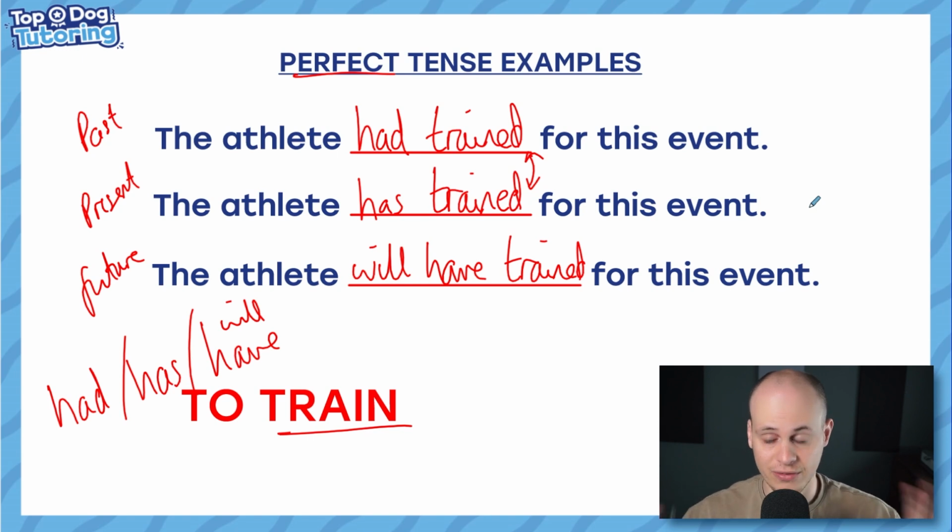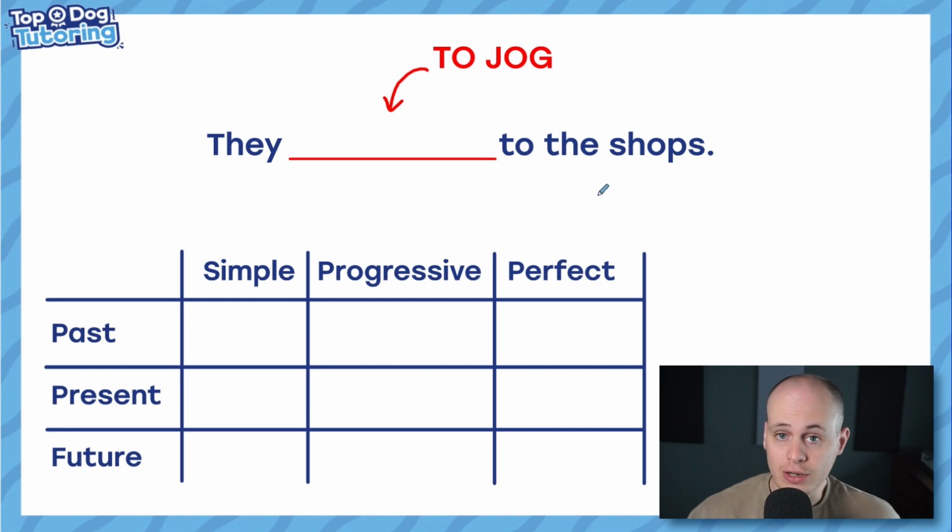The athlete has trained for this event. Okay, like the training has been completed, but it's just happened, rather than had trained, like they could have done it years ago. The athlete had trained for this event 5 years ago. The athlete has trained for this event right now. Okay, and the athlete will have trained for this event in the future tense. I hope that makes a little bit more sense, guys, because the perfect tense is really, really tricky to understand. But let's take a look at another example.